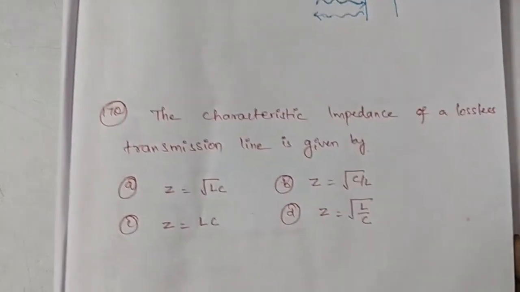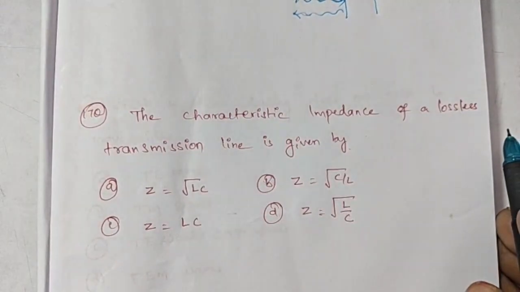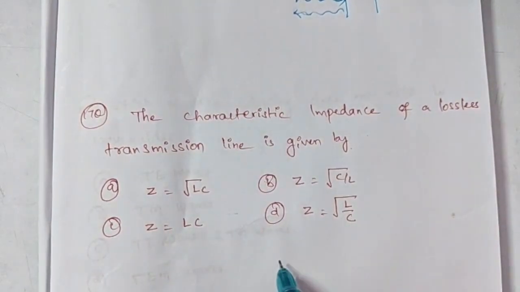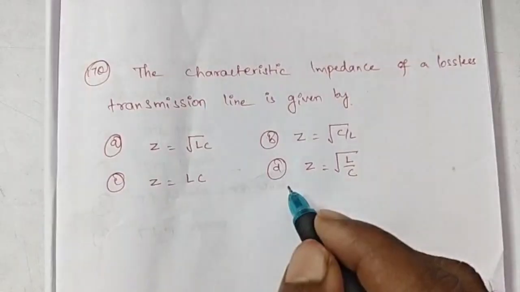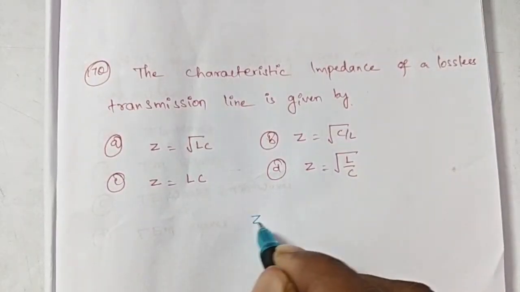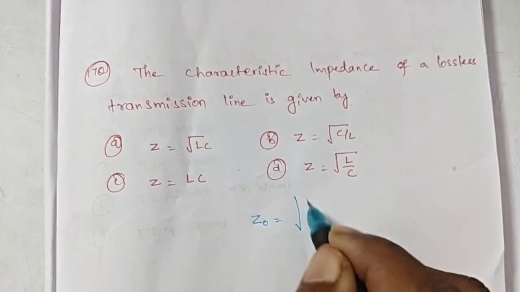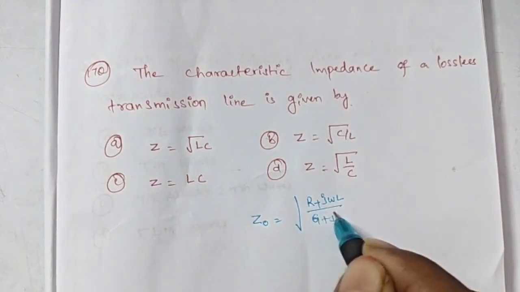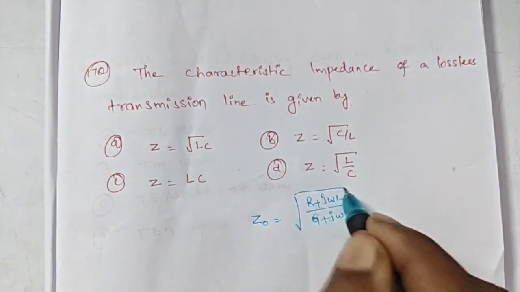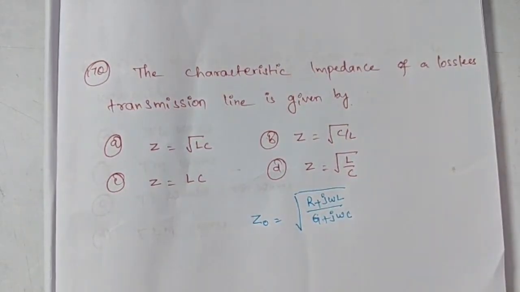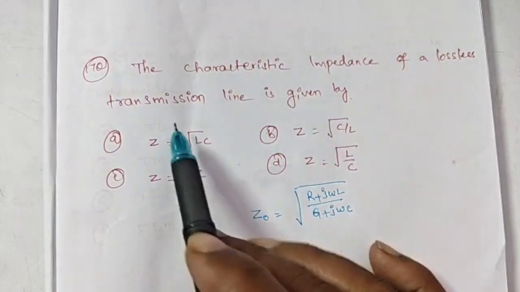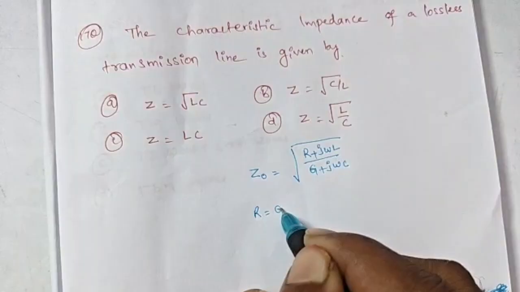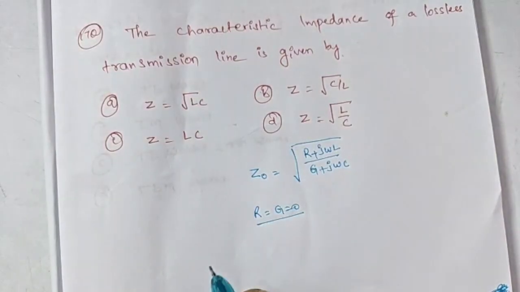Second question. The characteristic impedance of a lossless transmission line is given by. See, the normal transmission line formula is for a general transmission line. What is the characteristic impedance formula? Z0 is equal to under root of (R plus j omega L) by (G plus j omega C). This is the characteristic impedance formula for a general medium. But it is given, it is a lossless transmission line. For a lossless transmission line, the condition is R equal to G equal to 0. This is the condition for a lossless line.